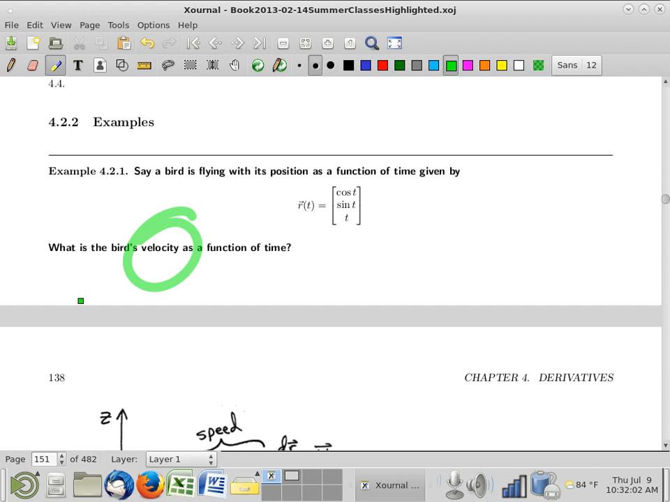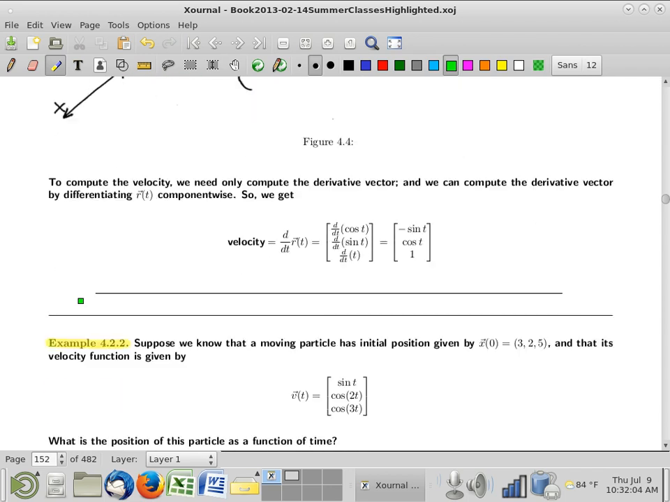No problem. Velocity is a parametric derivative. So I just take the derivatives, one component at a time. One component at a time. These are easy single variable calculus problems. Done. Everybody happy?